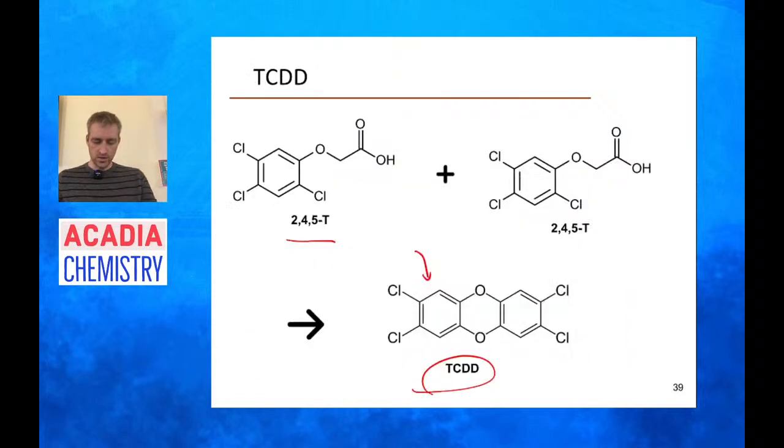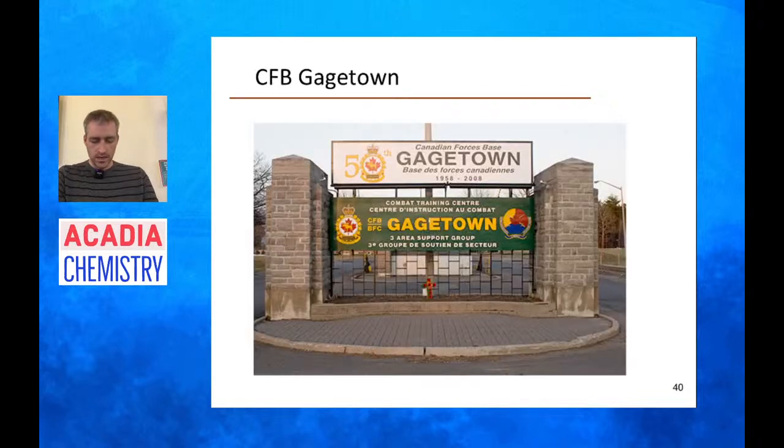So not only is it super acutely toxic, but it can also have down-the-road effects as well. This is Gagetown, and this is a Canadian Armed Forces base. There was an area just outside Gagetown where they did some test spraying of Agent Orange. The residents of the area only learned of this, I believe, relatively recently, maybe about 5 years ago, when it became unclassified, I guess.